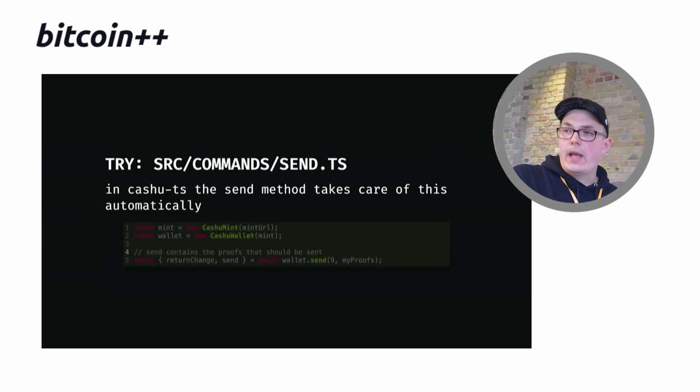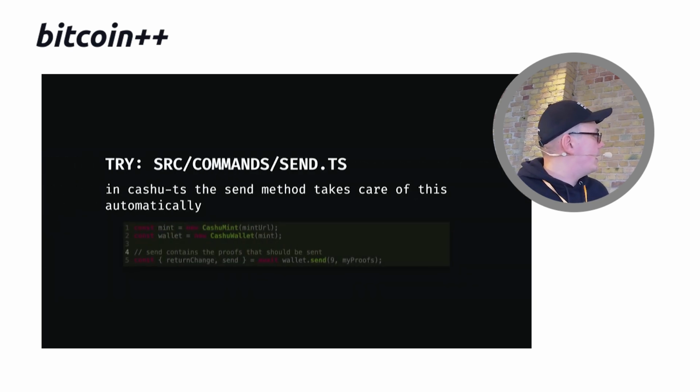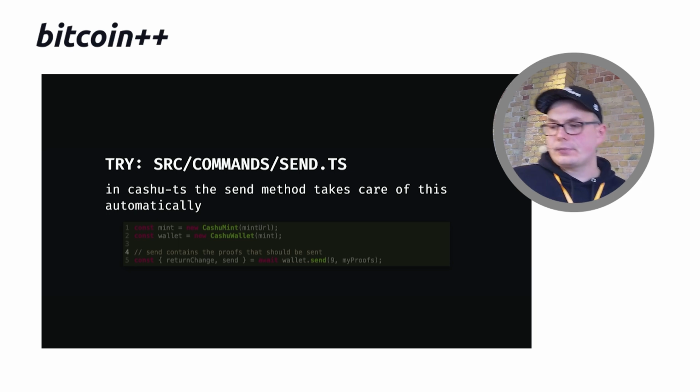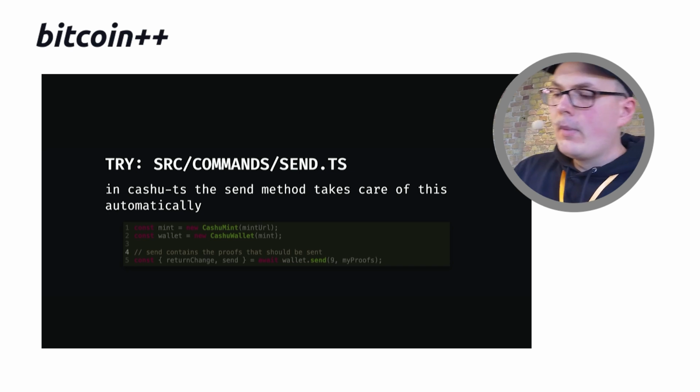And in cashu-ts, that's actually very simple because we do have a send method. I'm not sure why it's not highlighted. I'm pretty sure no one can read this, right? But I'll show it in the editor in a minute. We have a send method on our wallet that takes in an amount that we want to send and any list of proofs. It doesn't matter if they add up to more than the amount we want to send, because the send method will return two things. It will return our change as well as proofs to send, so that we can just take the proofs to send, encode those, and send them away.